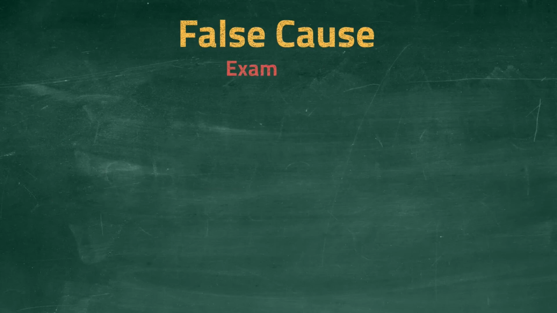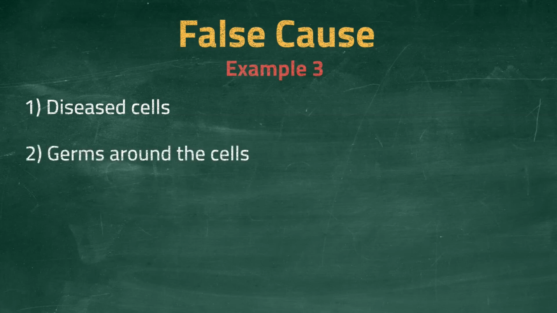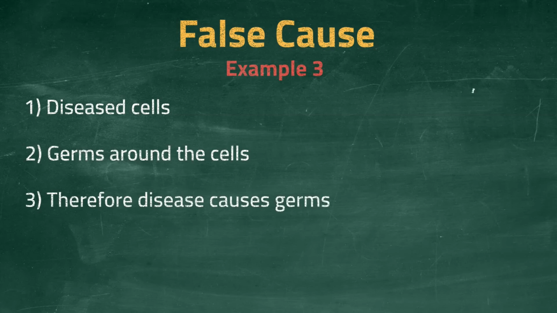The last example concerns disease and germs. If a person falls ill after contracting a particular disease, cells in their body might become damaged. As the cells become damaged, germs can also be seen around the damaged cells. One might conclude that the diseased cells caused the germs to arrive. Indeed, this was a view held by scientists in the past.